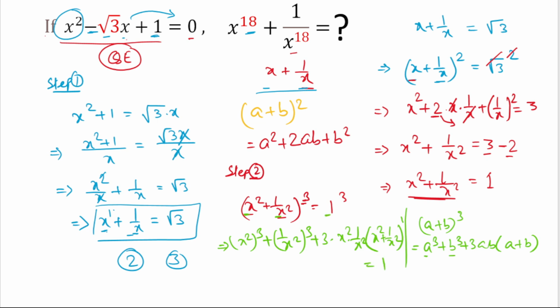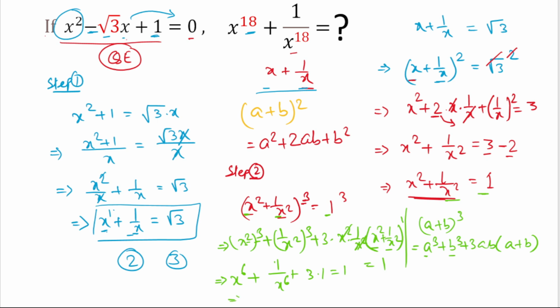Now our next step will be to simplify it. (x²)³ will be x⁶, plus, likewise, 1/x⁶. Here x² and 1/x² get cancelled, so it is 3 times the value of x² + 1/x², and the value of it is 1. So 3 times 1.